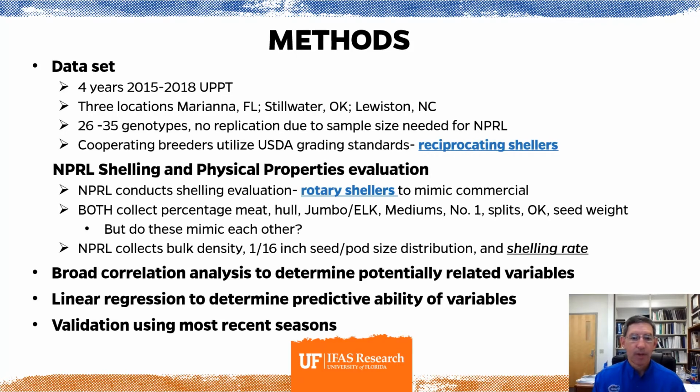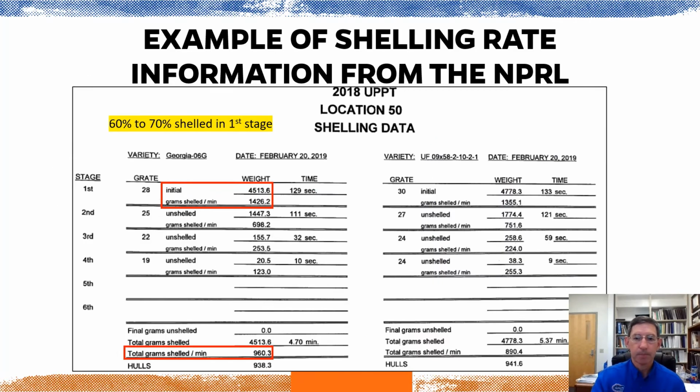So the way we began the analysis was a broad correlation to determine potentially related variables. Then we used that information to develop linear regression curves and lines to determine predictive ability of the variables. Then we used the most recent seasons on either side of 2015 and 2018. So we used 2013, 2014, and 2019 as a validation set to determine how predictive these equations were.